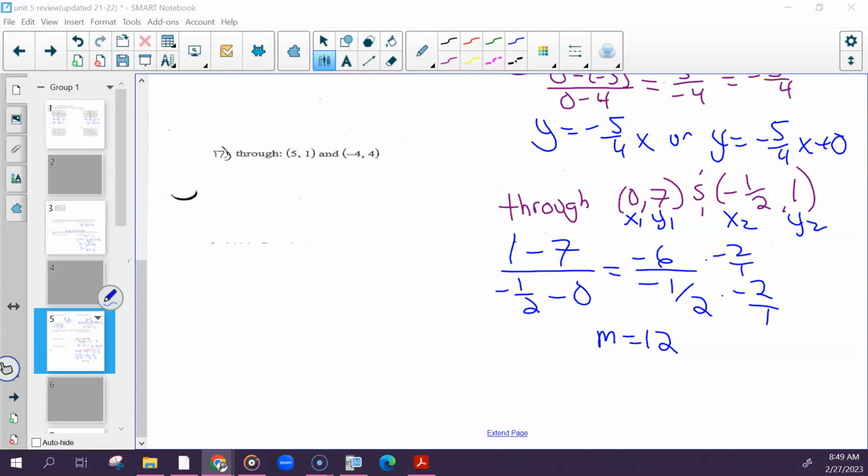Are we given a y-intercept here? Yes. What is it? 7. So always be on the lookout for, did you get a y-intercept? Because then you'll have less work to do. If no other questions, go ahead to the next page.